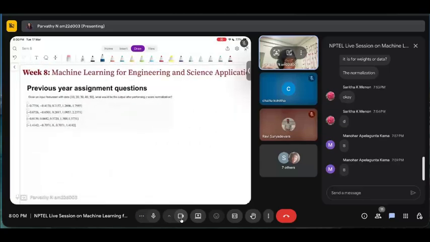So given an input feature set with data 10, 20, 30, 40, 50, what would be the output after performing Z-score normalization? And then there are 4 choices with 5 different values. So when we have Z-score normalization, we have to do x minus mu by sigma, where mu is the mean, and sigma is the standard deviation.